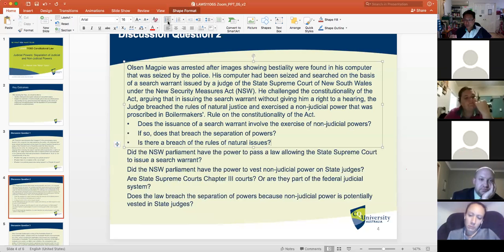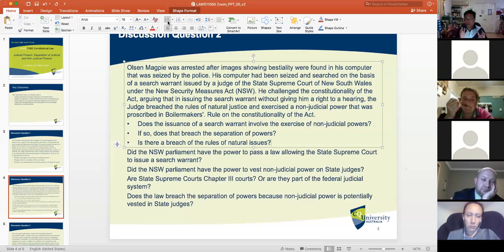Is separation of powers recognised in the states apart from under the Kable doctrine? I think that recognises that the Supreme Courts are part of the federal system, and so anything that is inconsistent with the exercise of federal power may not be practised in those courts. But as long as it's not inconsistent with that power, then there is no breach of separation of powers. Perfect. So that is the correct answer there.